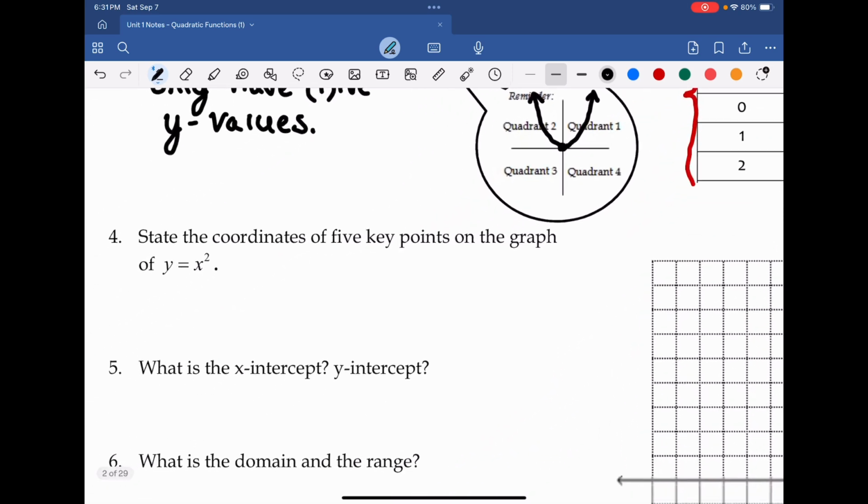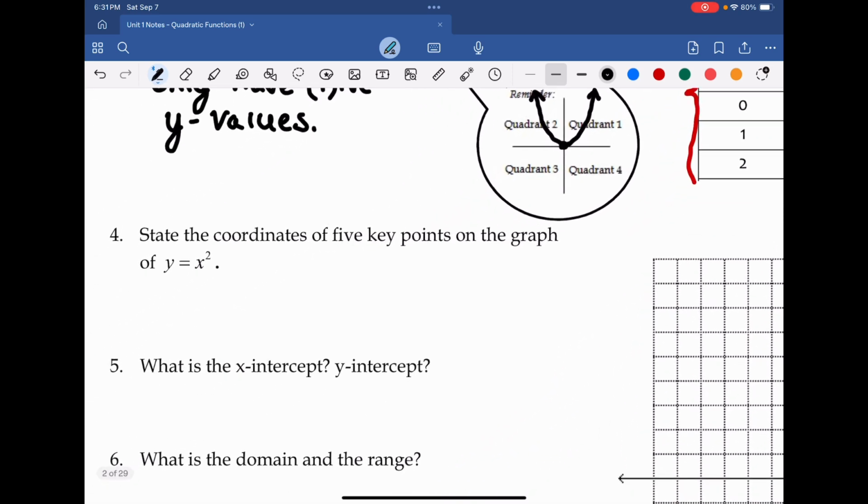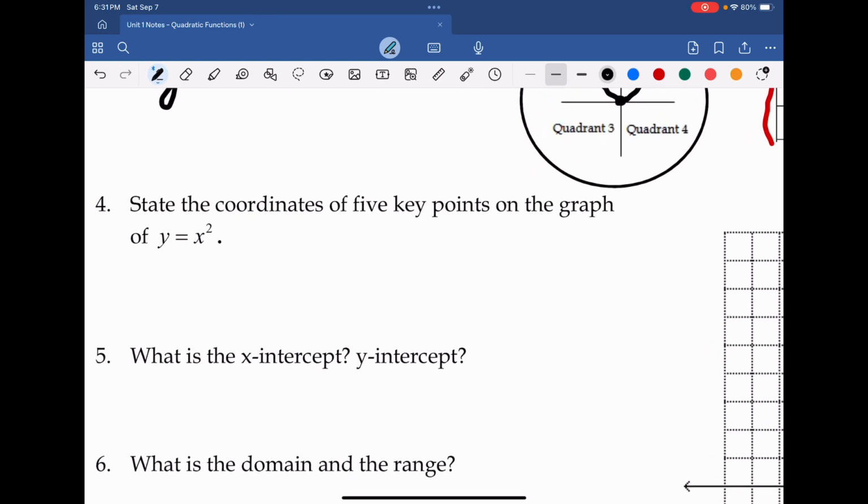Now, what are the 5 key coordinate points of this original function, y equals x squared, or f(x) equals x squared? We're going to write those down. Starting off on the left-hand side, it's -2 and +4, I should say, not -4, because we're going to pull that from our table.